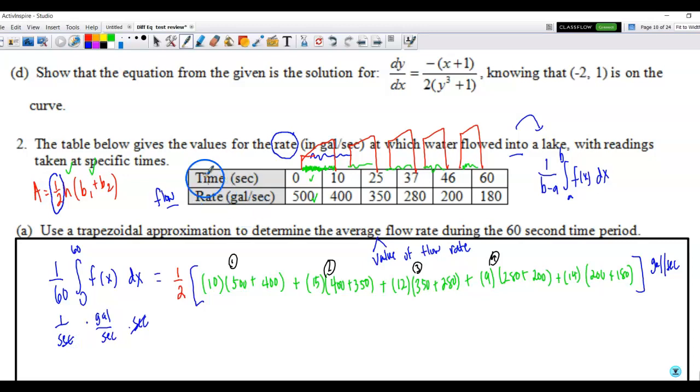Now, if you do the calculations on your calculator, you would actually get 312.083 gallons per second. But again, on the AP test, that would actually be wasting time, because your answer, as written above, would be showing your work and giving your final answer.